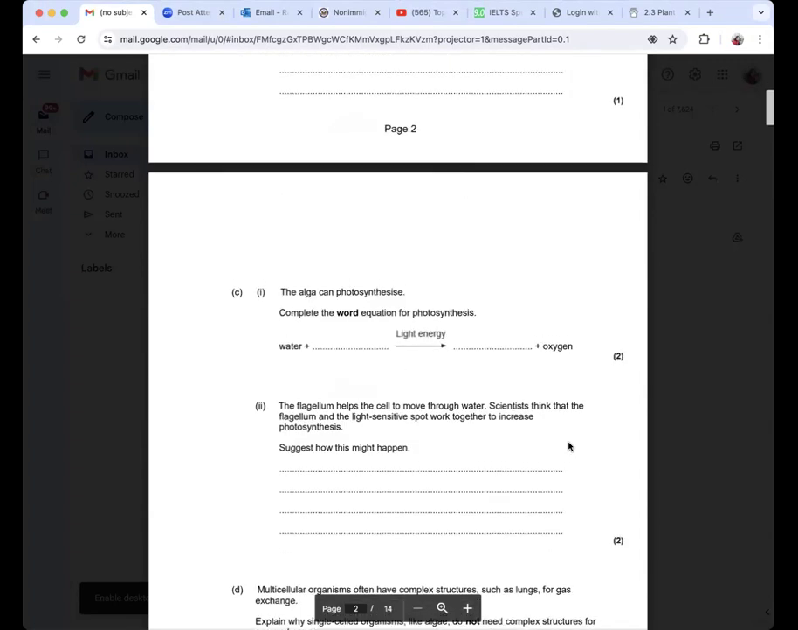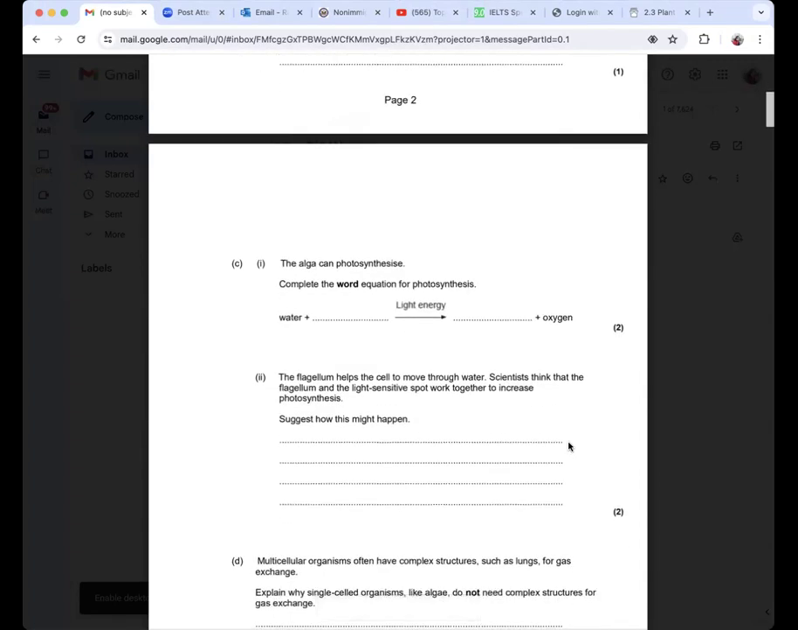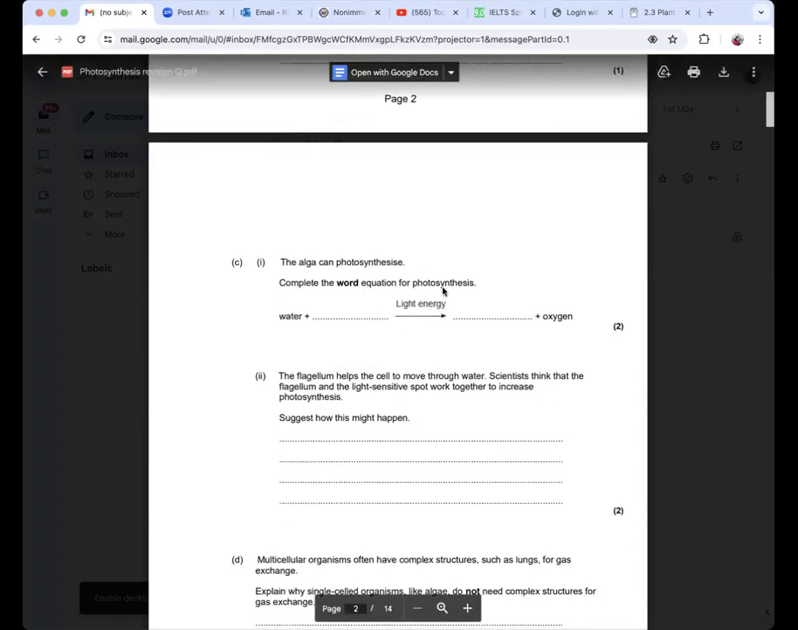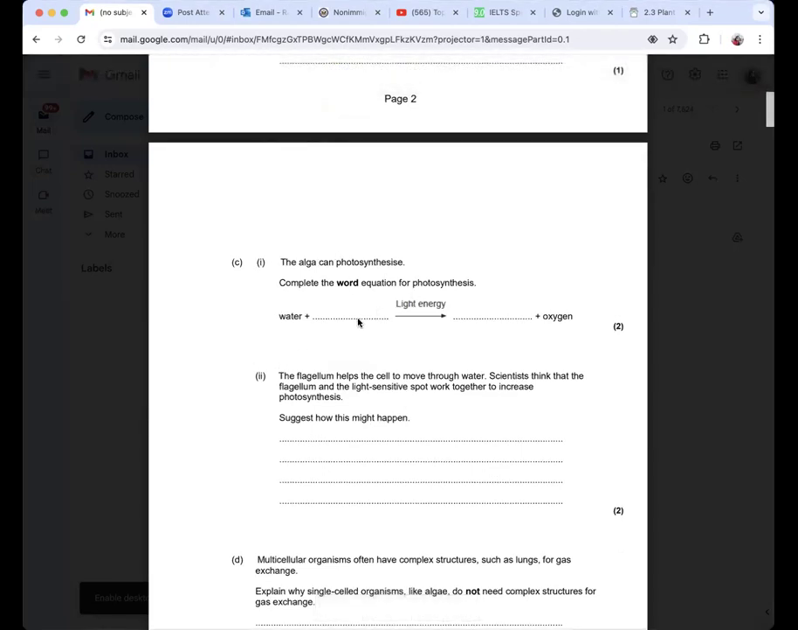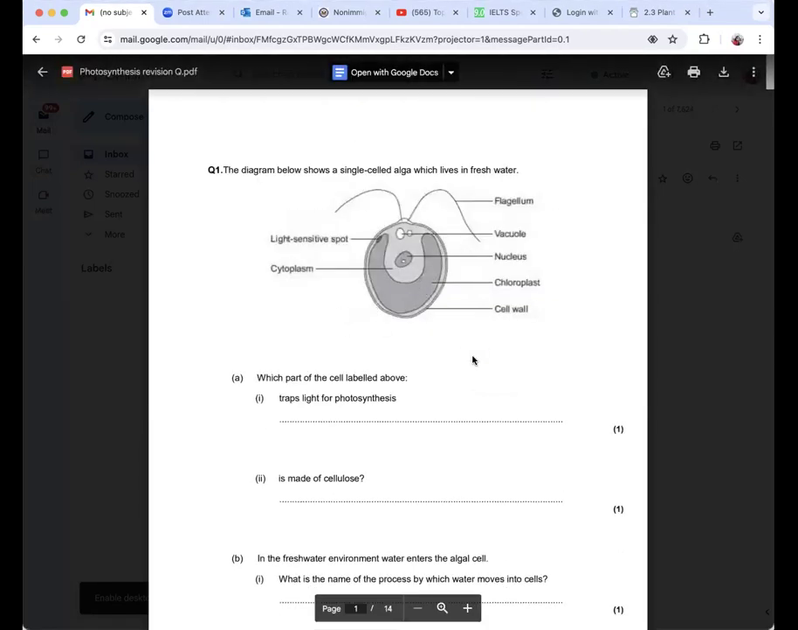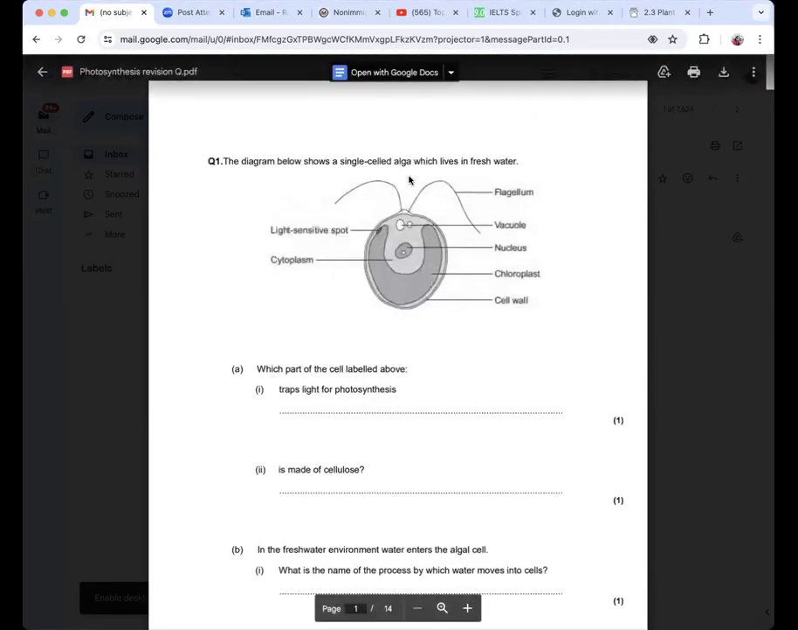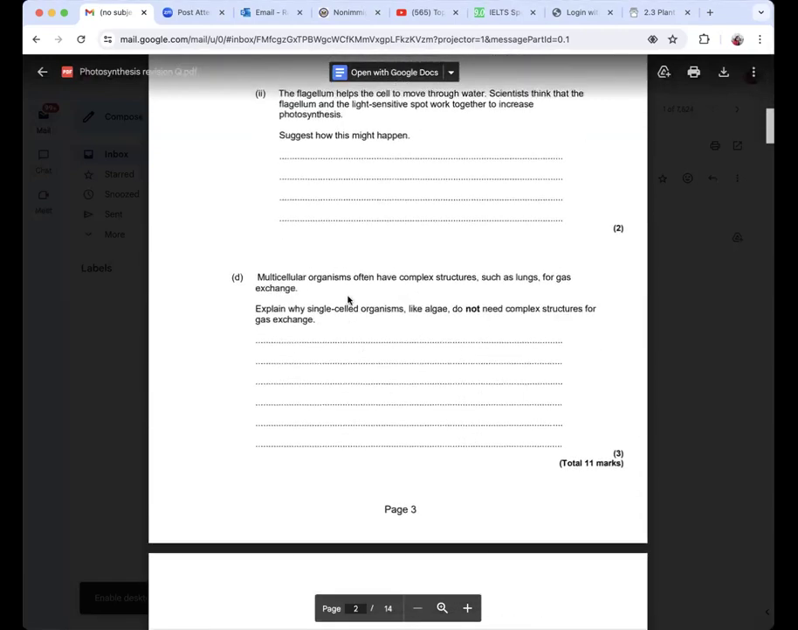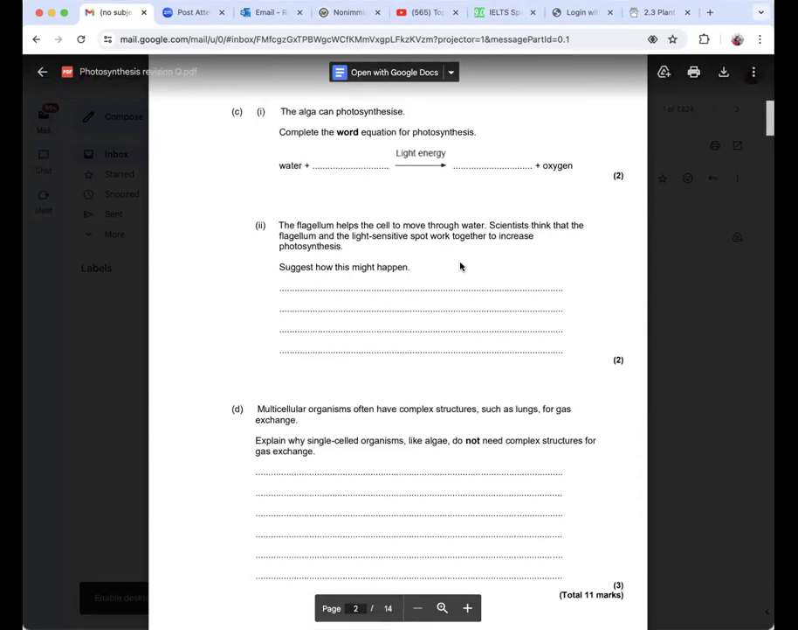The algae can photosynthesize. Complete the word equation for photosynthesis. So water plus carbon dioxide, in the presence of light energy, produces glucose plus oxygen. The flagellum helps the cell. So this is the flagellum. Oh, they do have the flagellum here. These are the flagellum, which helps in the mobility of the cell, so the flagellum helps the cell to move through water.